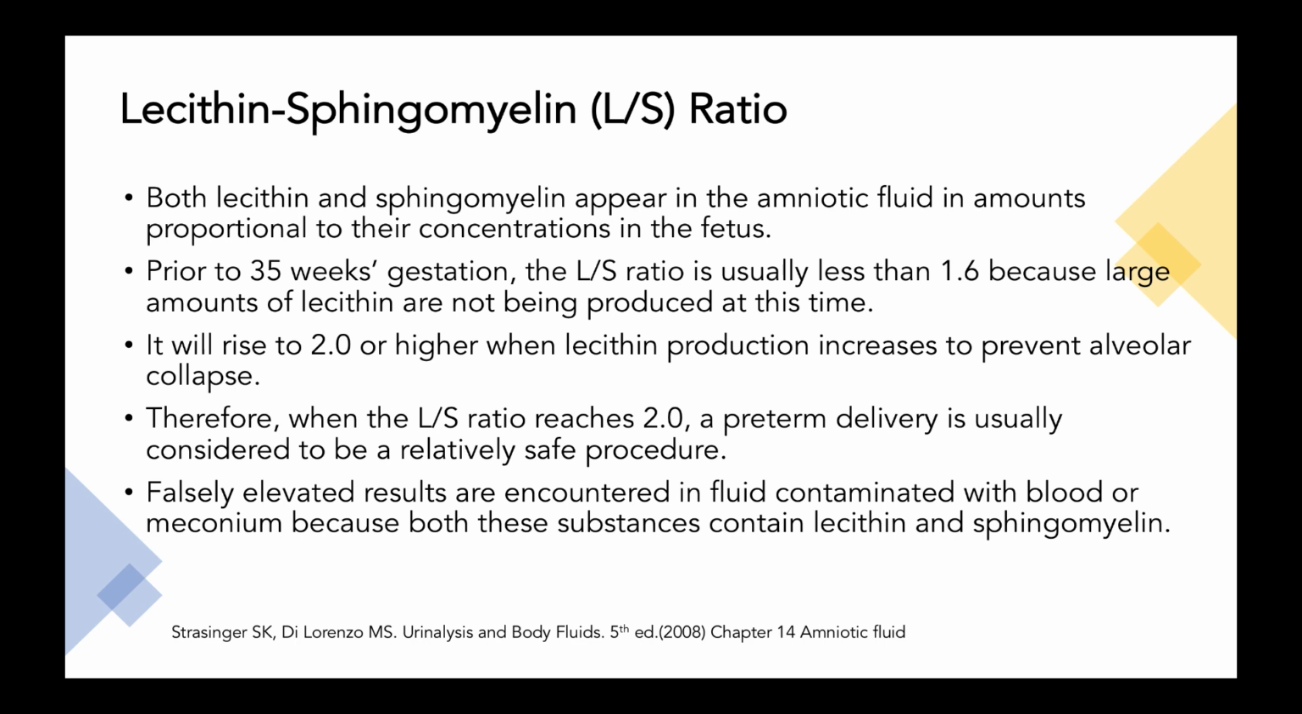Now, prior to 35 weeks gestation, the L/S ratio is usually less than 1.6 because large amounts of lecithin are not yet being produced at this time. Now, it will rise to about 2.0 or higher when lecithin production increases to prevent alveolar collapse. Therefore, when the L/S ratio reaches 2.0, a preterm delivery is usually considered to be safe. Falsely elevated results are encountered in fluid contaminated with blood or meconium because both of these substances contain lecithin and sphingomyelin.